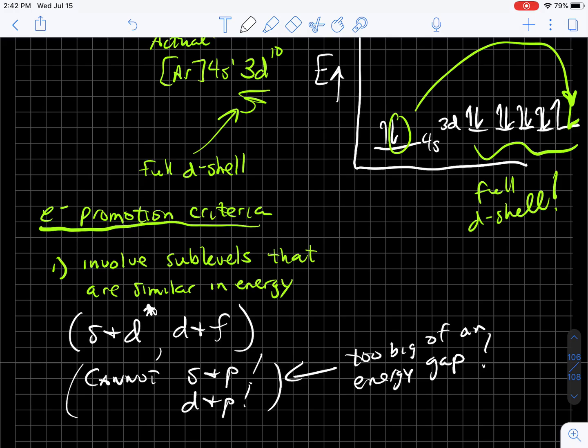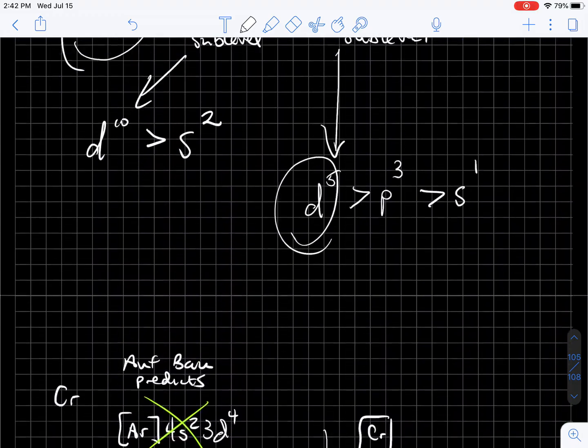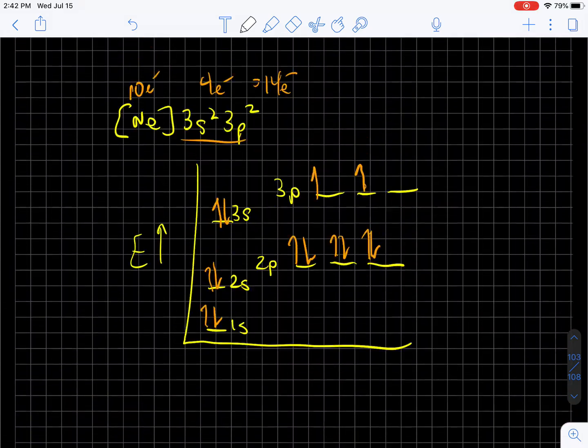So there's really only 6 electrons, 6 atoms that you have to know for electron promotion. Pardon me. Still not getting over this cold, man. Sorry. Alright, let's go back to the periodic table.